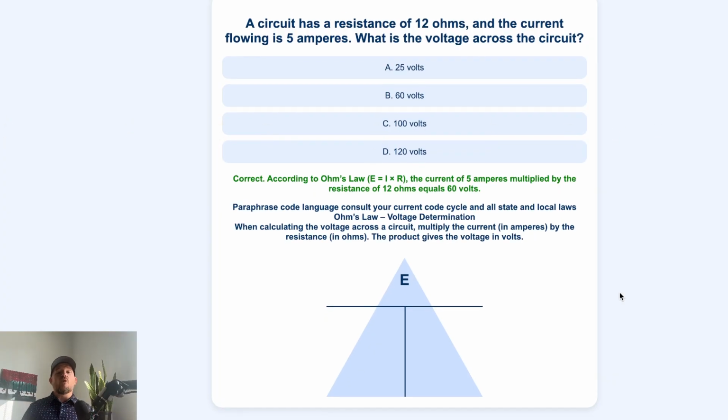And for this one, we're going to use our Ohm's law. Always remember, just draw your pyramid. We know that E goes up on top, and then we'll fill in the I and the R down below. The I in this case is going to be our 5 amperes, and the R is going to be our 12 ohms of resistance. And remember, those two together imply multiplication. So we take 5 multiplied by 12 equals 60, which is our voltage.